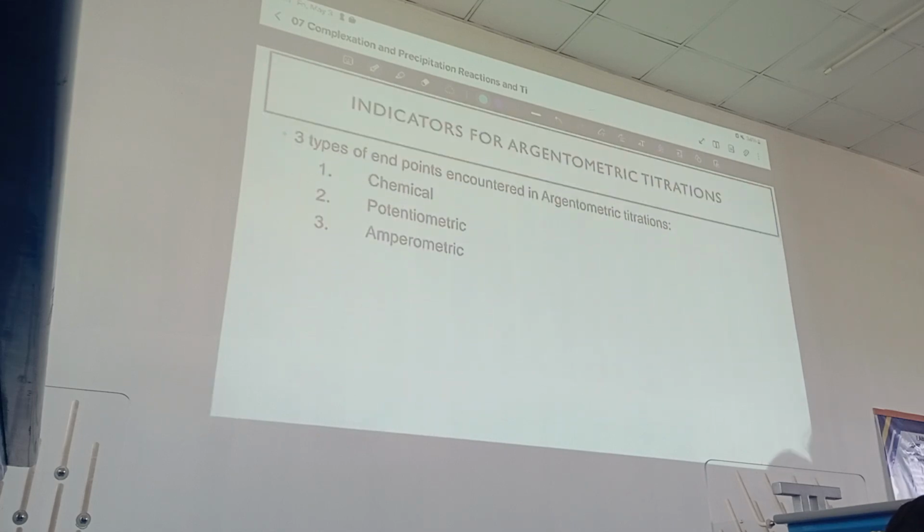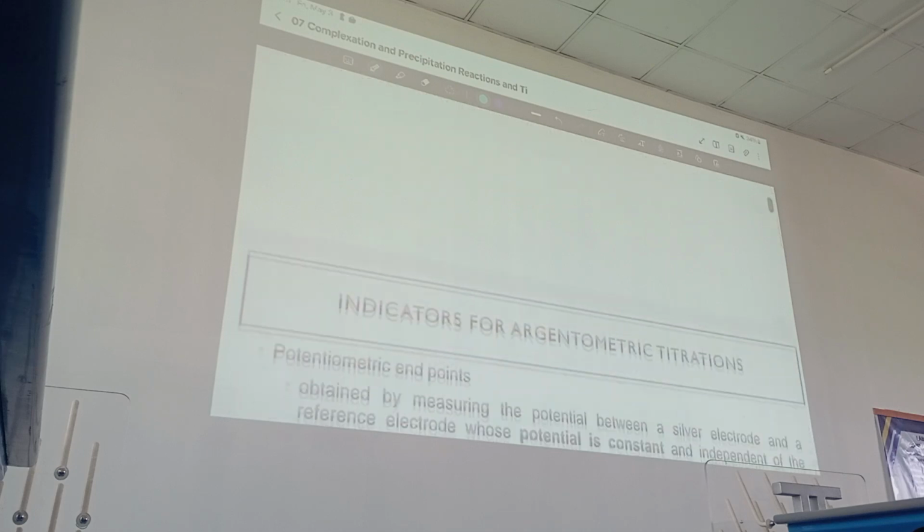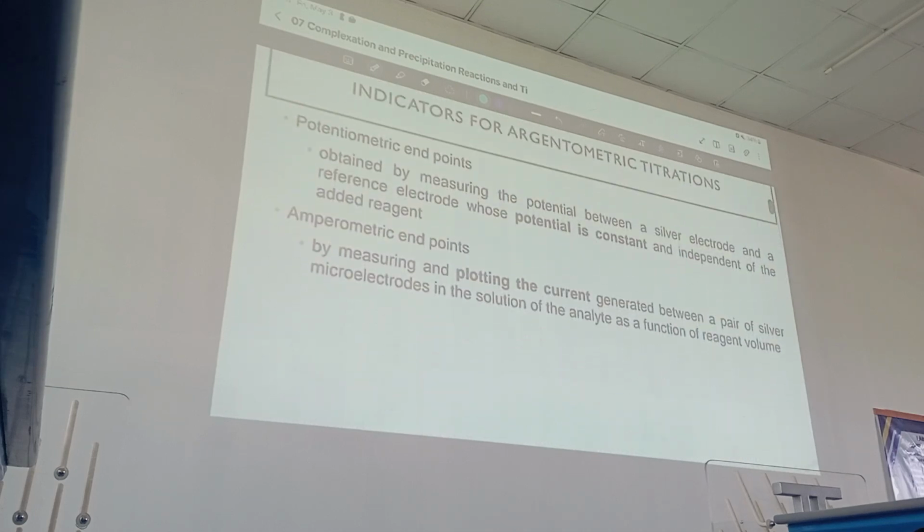So there are three types of endpoints encountered in argentometric titrations. We have chemical, potentiometric, and amperometric. I will introduce you to the definitions of potentiometric and amperometric. These are other topics in analytical chemistry. We'll focus more on chemical. For potentiometric endpoints, it is obtained by measuring the potential between the silver electrode and the reference electrode, whose potential is constant and independent of the added reagent.